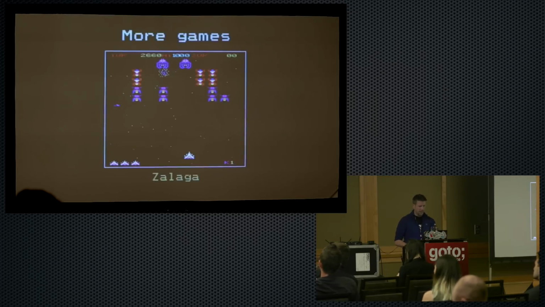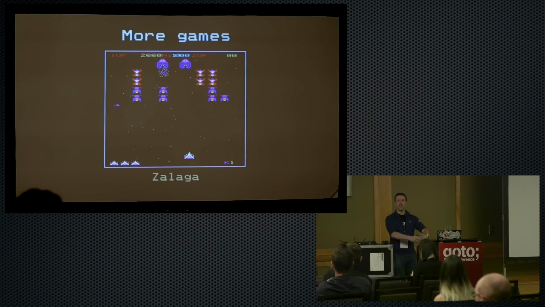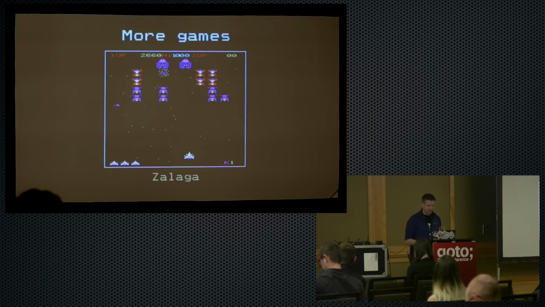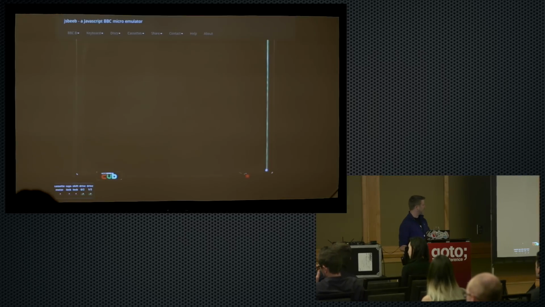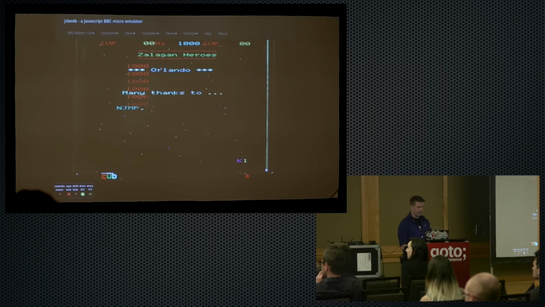That's cool. And the best thing about writing an emulator is that once you've done the hard work and got all those things worked out, you suddenly have this huge suite of games available to you. And you can while away many, many long evenings loading up old games and enjoying the fruits of your labor. And one of my other favorites was this, which is a blatant ripoff of the arcade game Galaga.